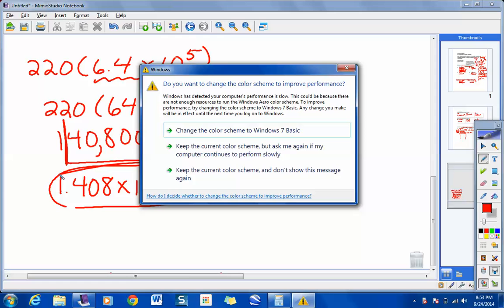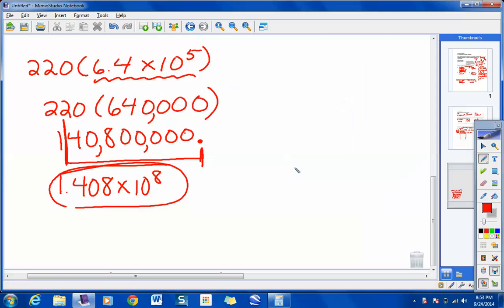I'm going to keep the current color scheme, and if this computer dies on me right now while I'm doing this, I'm going to be upset, because it's about 9 o'clock and it's way past my bedtime.